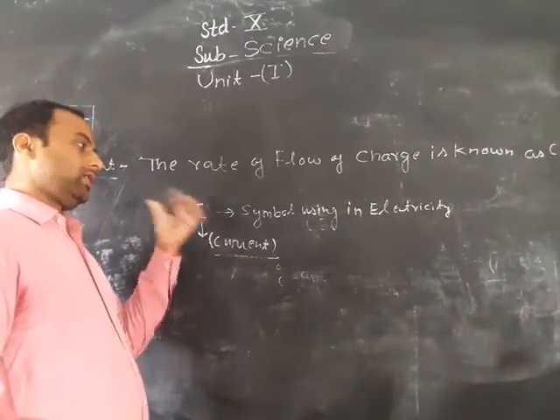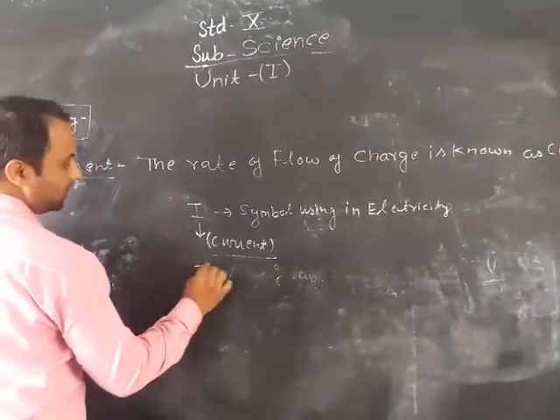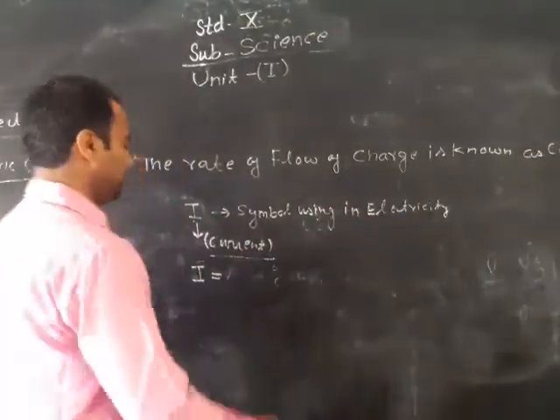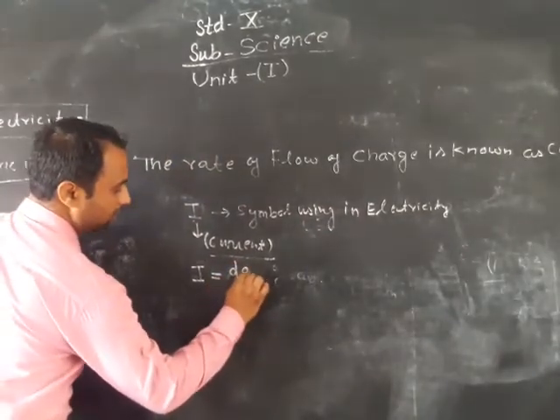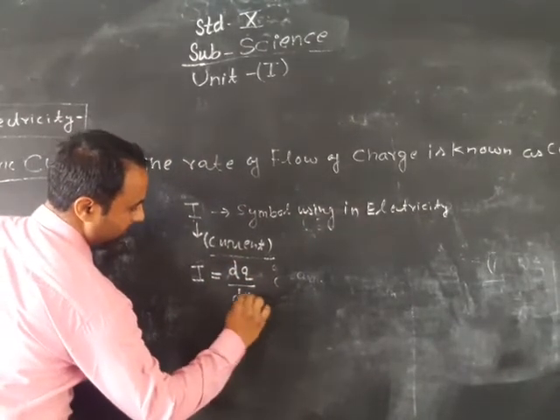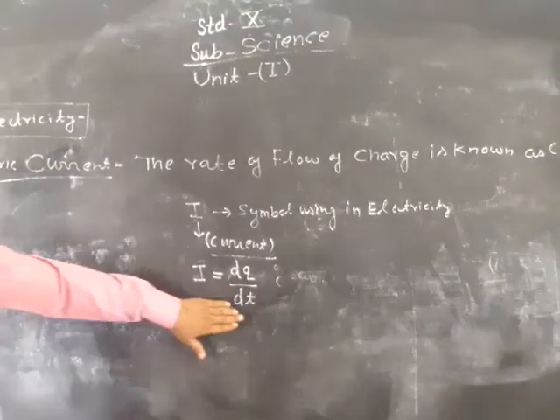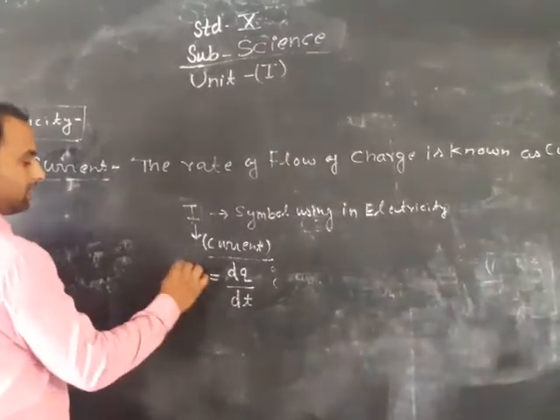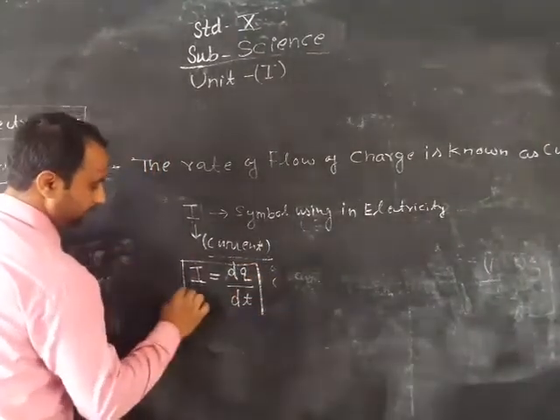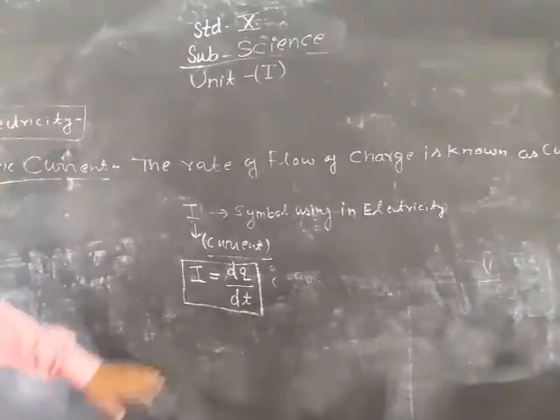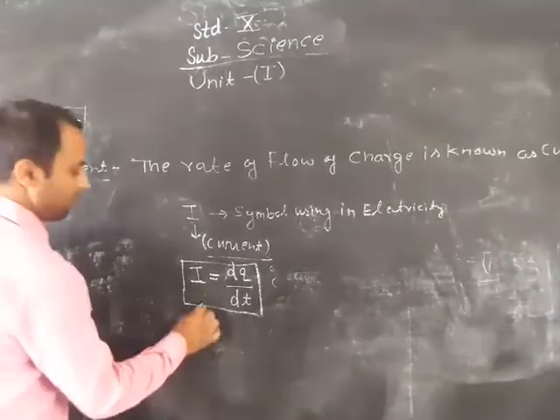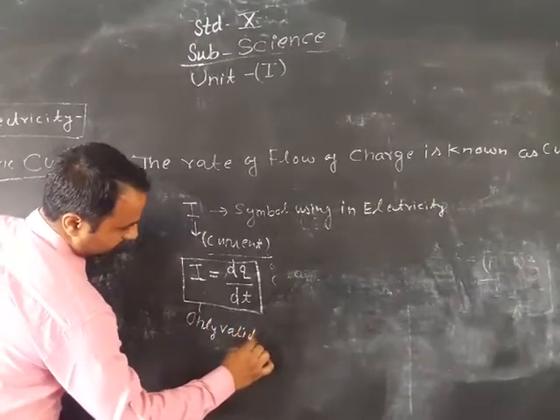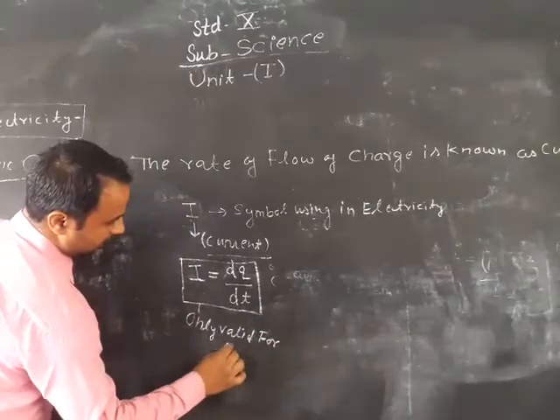This is the current. Now, what does the definition say? Current I is equal to the rate of flow of charge. It means dq by dt. dq by dt is the current. This is the correct basic definition of current: I is equal to dq by dt. This formula is only valid for instantaneous current.